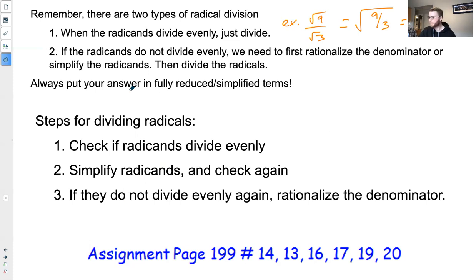If they do not divide evenly though, we need to either simplify the radicands first or rationalize the denominator. If you simplify the radicands first, you're going to be working with smaller numbers, so it's probably going to make your life a little bit easier. Always remember to put your answer in fully reduced or simplified terms. And here are the steps for dividing radicals, which we talked about today.